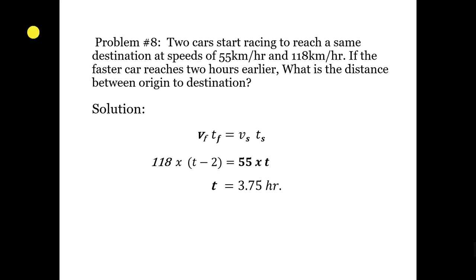Now we go back to the distance formula. We can use either of the two, but let us use the distance formula of the faster car. Substitute the values into the formula and use the value of t, or the time, as 3.75 hours. Then the result is equal to 106.5 meters.